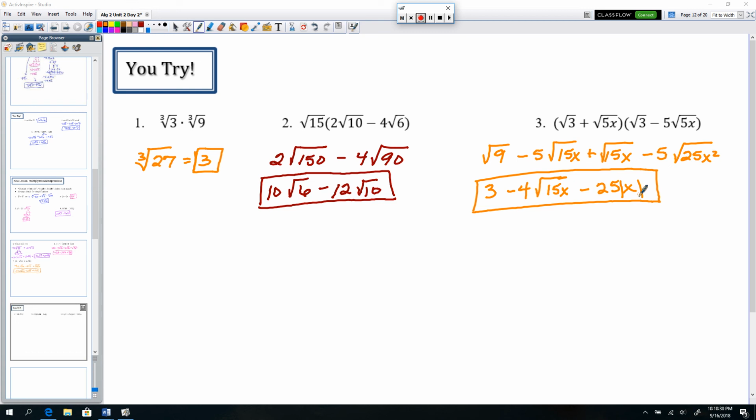Alright, you should have the skills to go ahead and go into your homework number 2. Remember to simplify everything at the end if you have any other simplification steps, and ask your teacher if you have any questions.